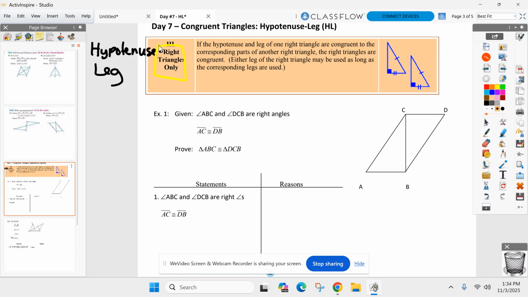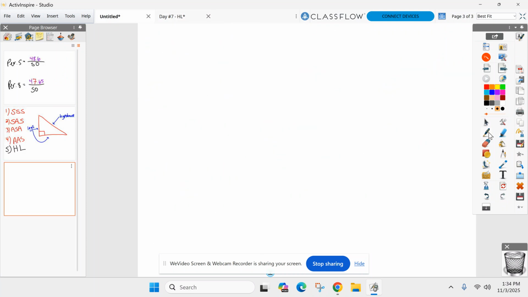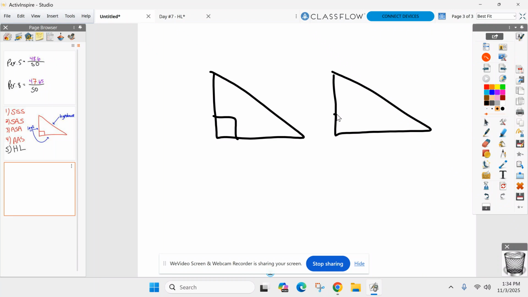Now, I do not want you to get in this habit. Right triangle, HL. Right triangle, HL. That's not how that works. Watch. I put that on your quiz Friday. You're going to say, yes, they are congruent. By what method? Okay, so right triangles does not equal HL. Okay, do not get that in your mind.